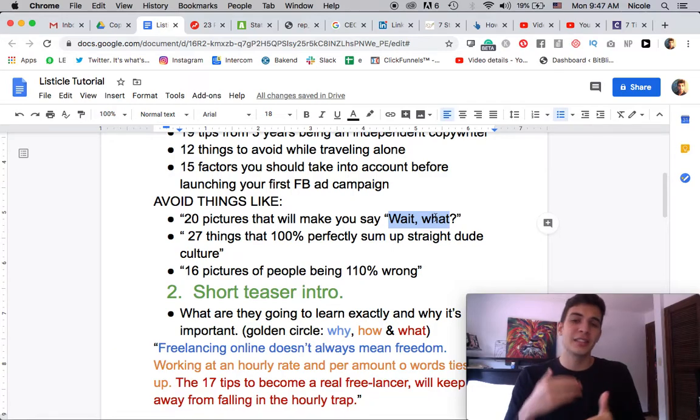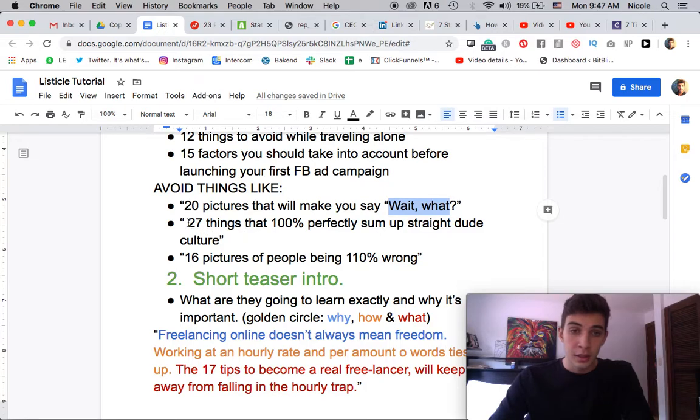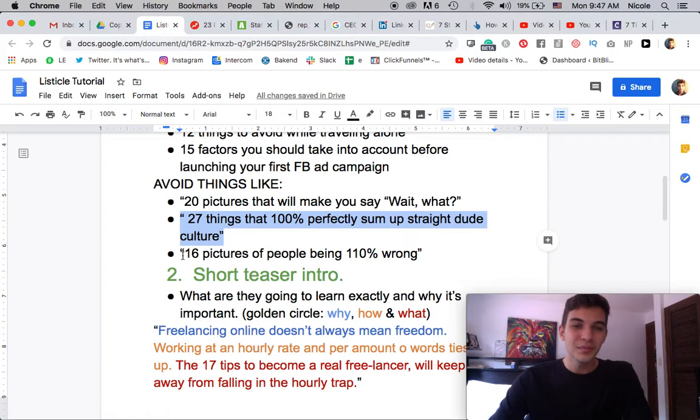And it arouses my curiosity, but they're using it to clickbait you. "27 things that 100% perfectly sum up straight dude culture," and there's a picture of a guy there. Full clickbait, it's so funny. "16 pictures of people being 110% wrong." You see this and you're like, what? How can you be more than 100% wrong?